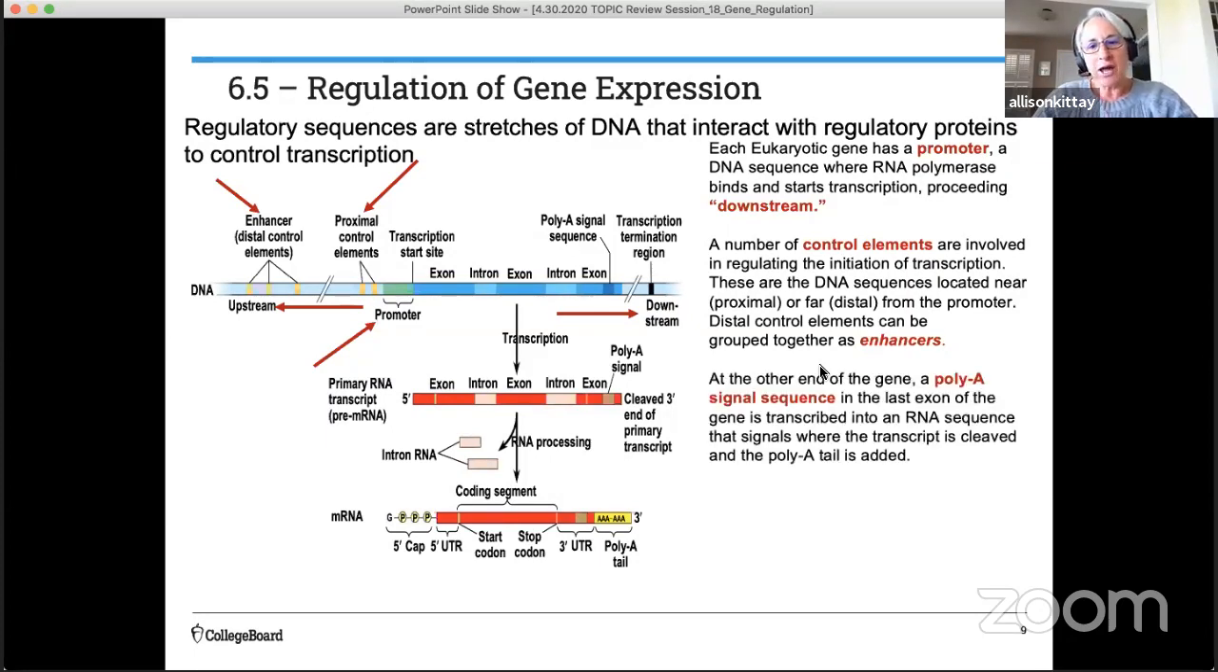Okay, so at the other end of the gene, there is a poly A, which stands for many adenine signal sequence in the last exon of the gene that is transcribed into an RNA sequence.